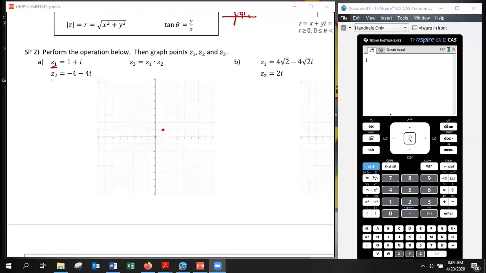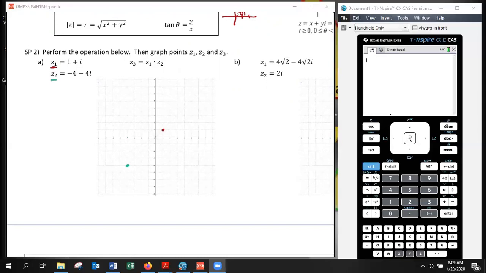Z2 is what I have in blue. So -4 minus 4i, that means my real component is -4, which is right about here. I'm going to erase that in just a moment. Then our imaginary component is also -4. So if I go -4, what looks like -4, -4, I get to that point right there.